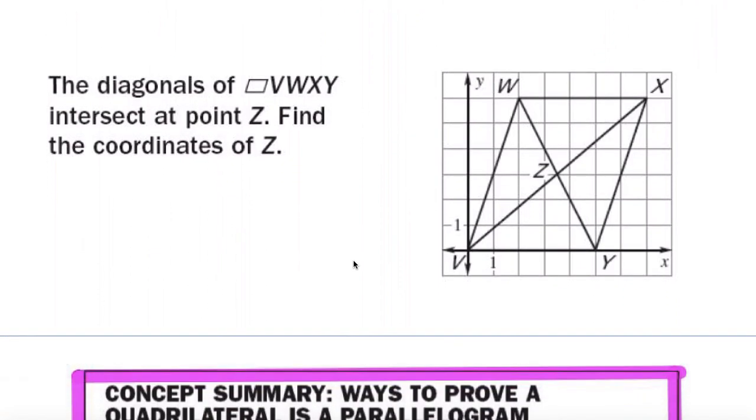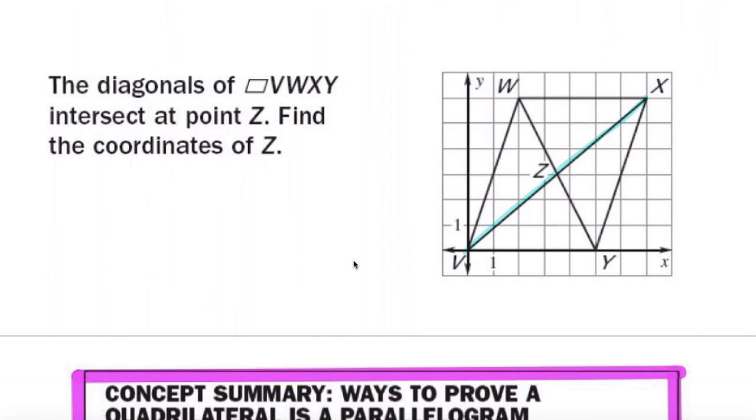Right here, it says the diagonals of parallelogram VWXY intersect at point Z. Find the coordinates of Z. Well, we know that if we have a parallelogram, then the diagonals bisect each other. This means that where they are intersecting is going to be the midpoint of both of the diagonals. So what we can do is choose one of the diagonals and use the midpoint formula. And once we calculate the midpoint of that diagonal, that should be the coordinate of point Z.